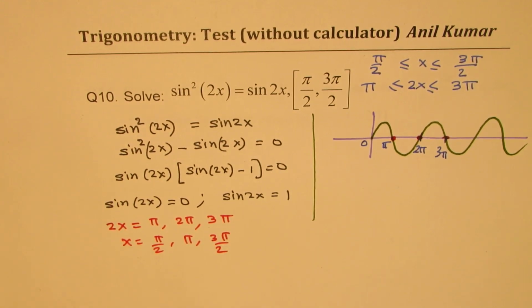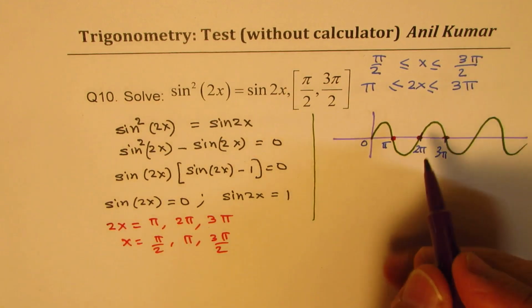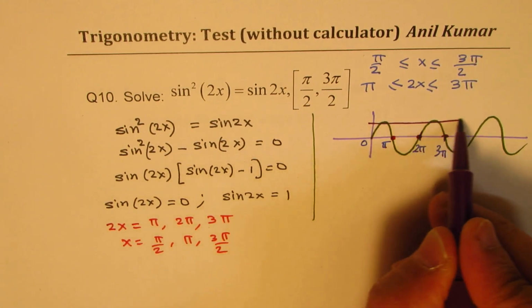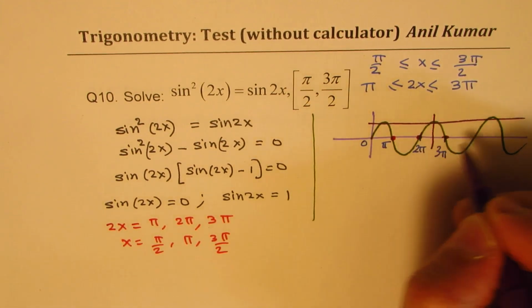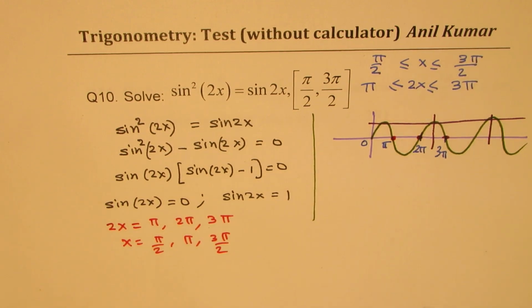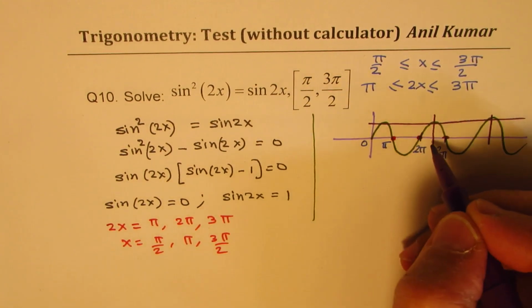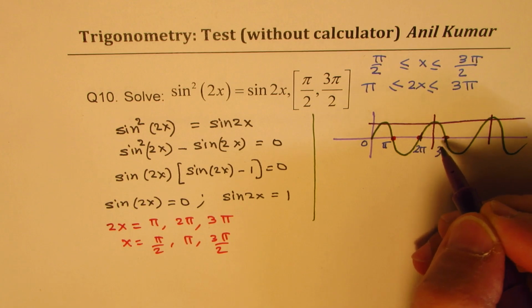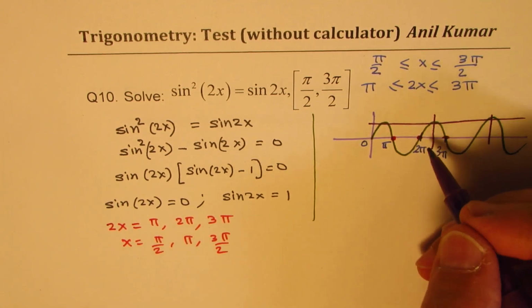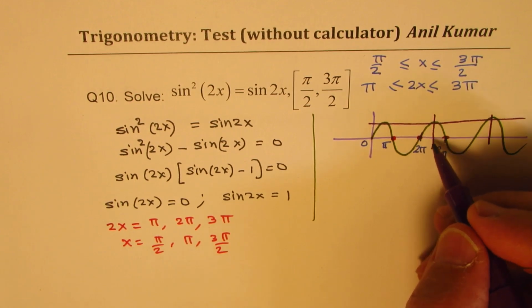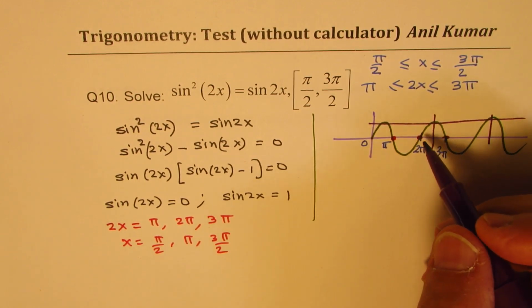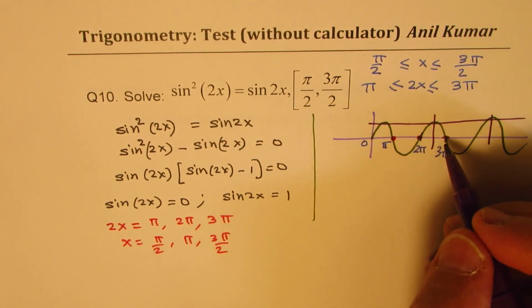Now, let us look into ones. So 1 is the maximum value, kind of this value, right? So these are the values for 1. So the only value between this is 2.5 pi, or you can say 2 pi by 2 plus half, right? So this is 3 pi.